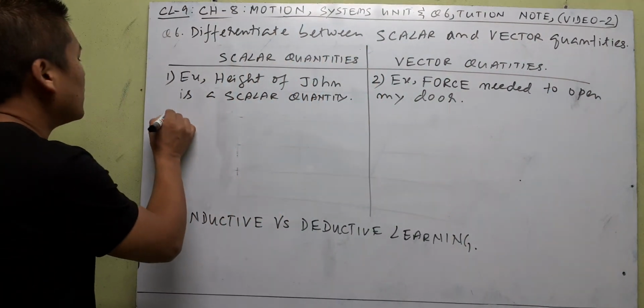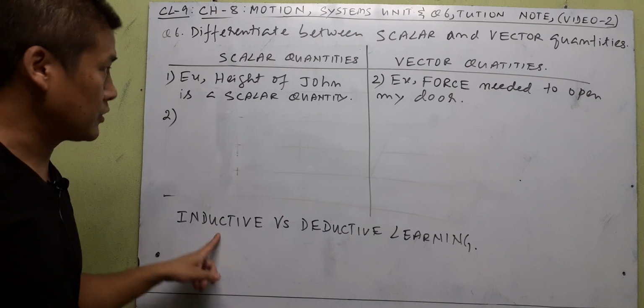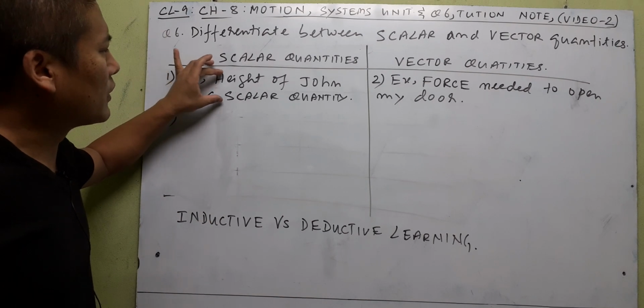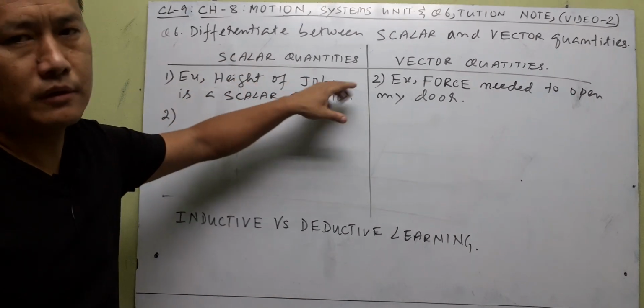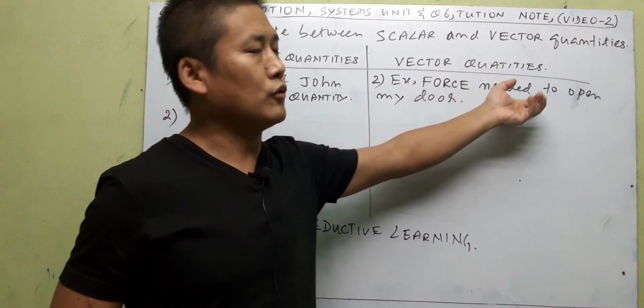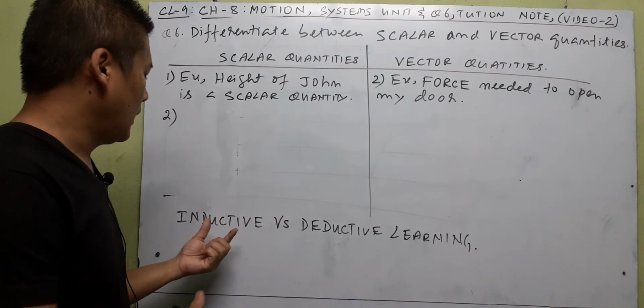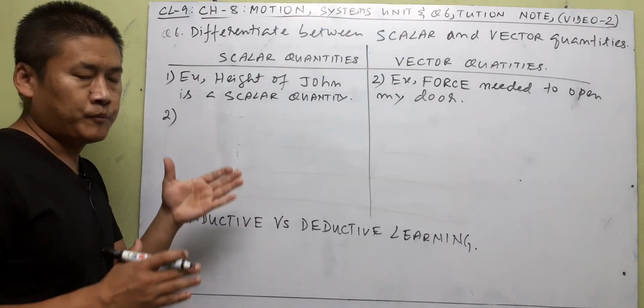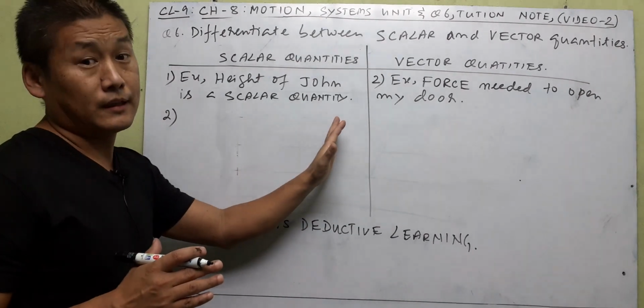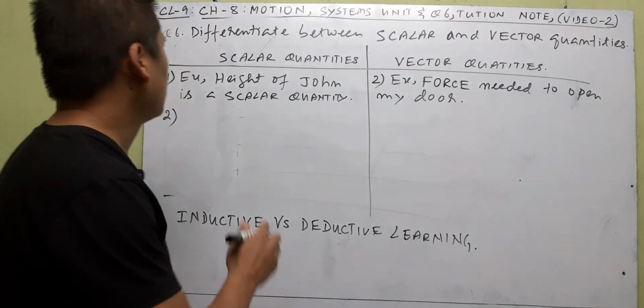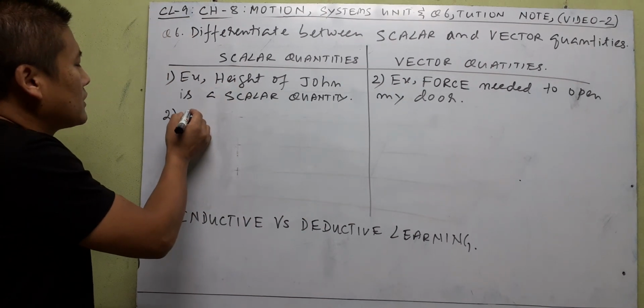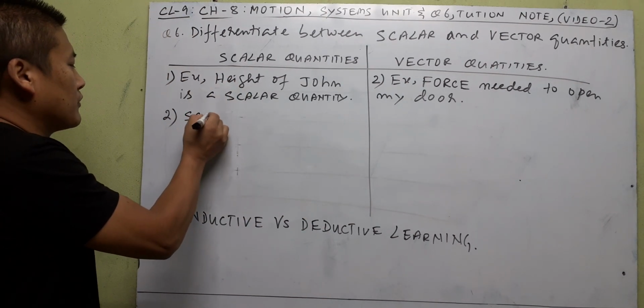Now let us go and define. This is called the inductive approach. You start with something very common that everybody can understand: the height of a person, the force needed to open my door. We start from the familiar one, and now we go to the unfamiliar one, which is the technical textbook definition. So let us try to define from here. You can write along with me.